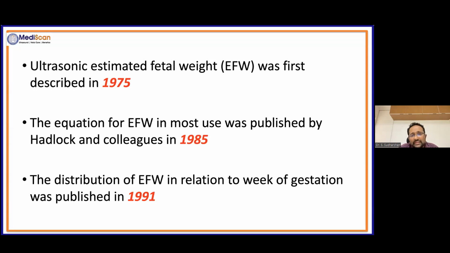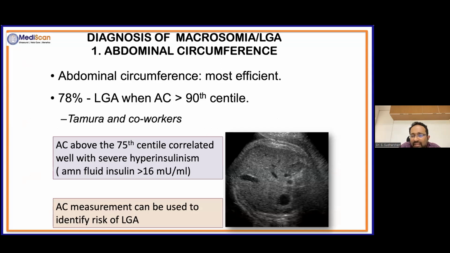If you look at the history of ultrasound to assess fetal weight, it goes back as early as 1975. So it's been a really long time, more than 4 decades. And after 4 decades, if we are still discussing how good a modality is, it simply means that we have still not reached the point where we are extremely successful.